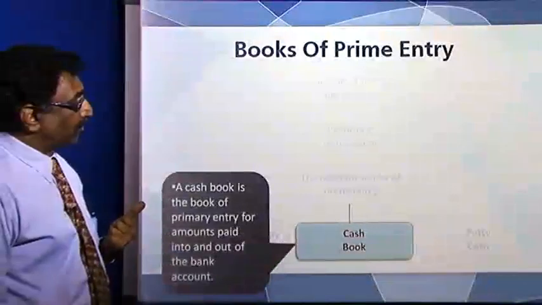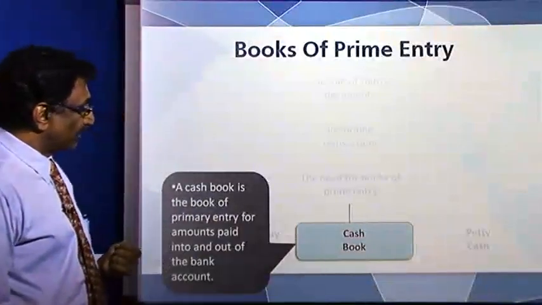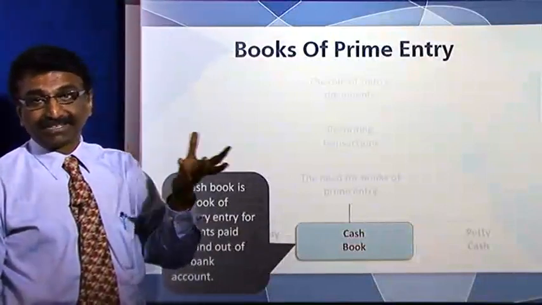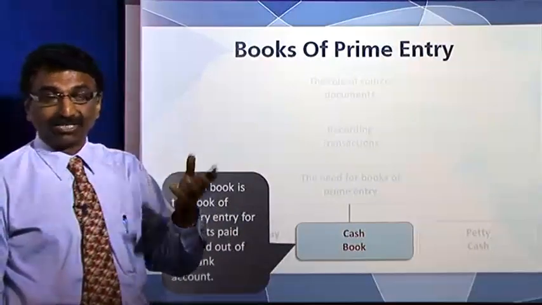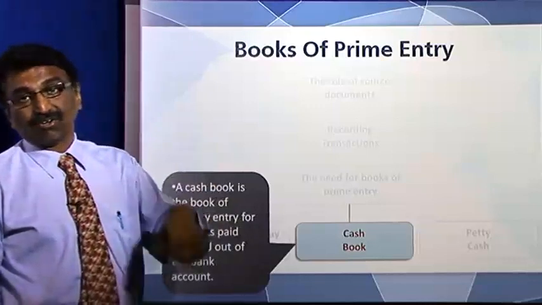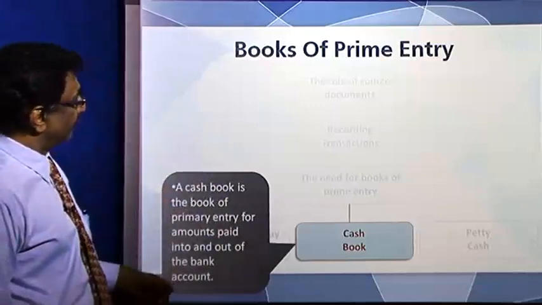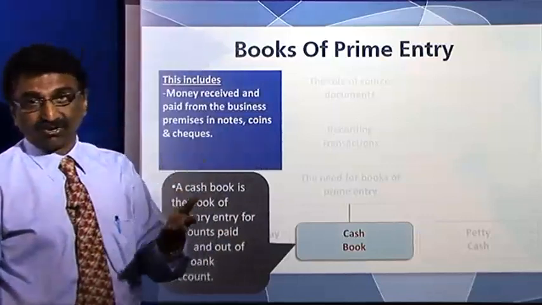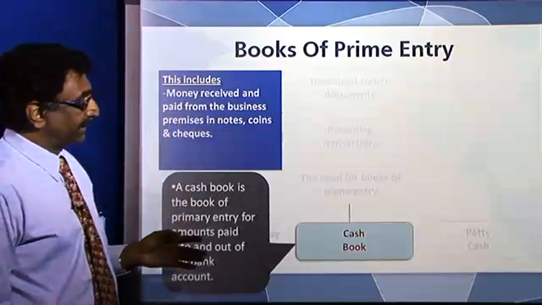The other important book of prime entry is what is known as the cash book. A cash book basically has all entries where money is received or paid out, either in the premises or in the bank. So all money received in the premises by way of check or coins or notes is recorded in the cash book.